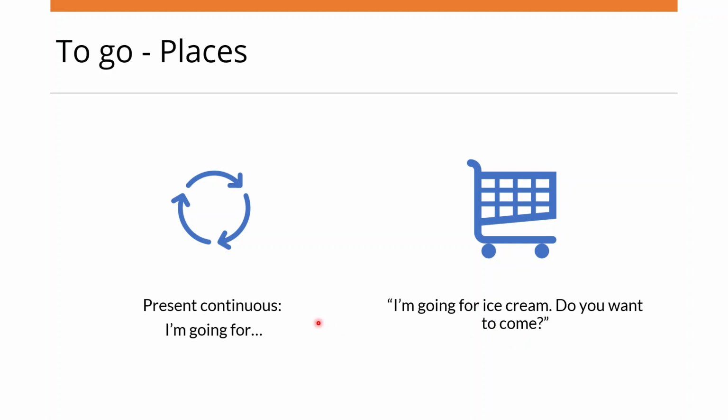We can also use, instead of to, we can use for. So if we're talking about specific objects like ice cream or bread or milk, we would use for instead of to. Or when we're talking about a specific place, we use to. So if we're going, for example, to a shop, we use to. Or if we're going to get something specific, we use for. So I'm going for ice cream, do you want to come? Or we could replace this with milk or bread or coffee or a whole range of different things, like a run. I'm going for a run, do you want to come?